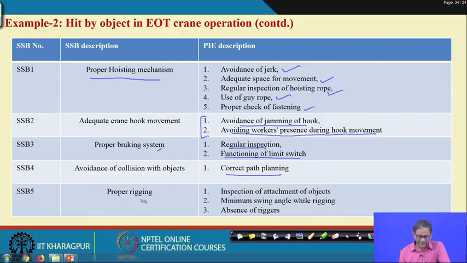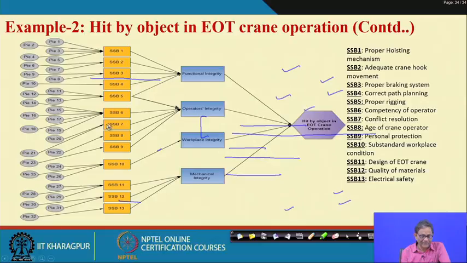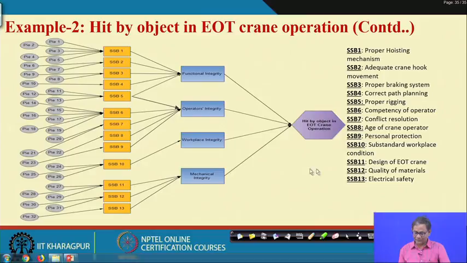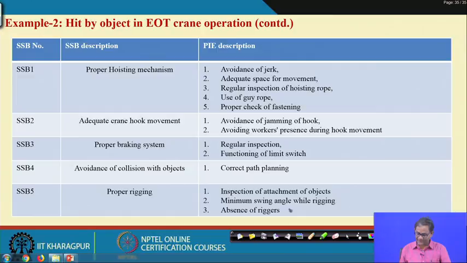Then proper rigging: inspection of attachment of objects, minimum swing angle while rigging, absence of riggers, so many PIEs are there. And if you see, ultimately, what is SSB 5? SSB 5 is proper rigging. So, it basically influences the functional and operational integrity as well as the operator integrity, because the rigger competency is important. Whatever way the rigger does the rigging also depends on the skill and competence of the operator. So fine, you got this proper rigging, and these are the PIEs.